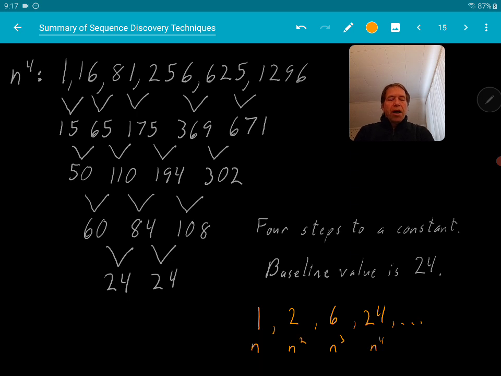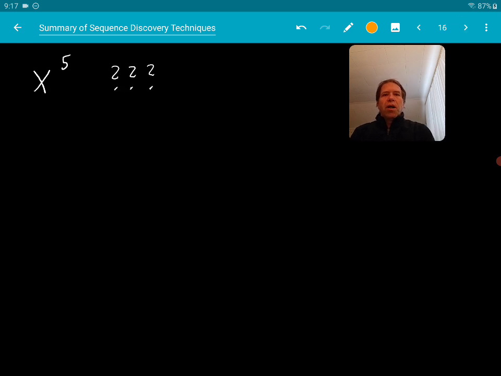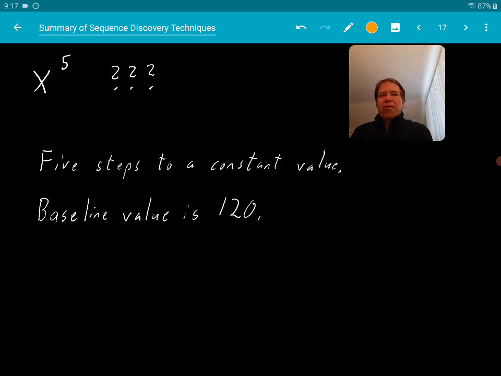So this is a different kind of sequence of its own, and it's not actually based on a polynomial. The question I might ask is, can you guess what the baseline value would be if we were to work out n to the 5th? Now, it gets a little bit messy, and we need more values, and so I'm not going to work it out here on the screen, but I used x instead of n, but it's all the same. So if we wanted to talk about x to the 5th or n to the 5th and work out the sequence, it does turn out that it takes 5 steps to a constant value, and the baseline value does turn out to be 120.